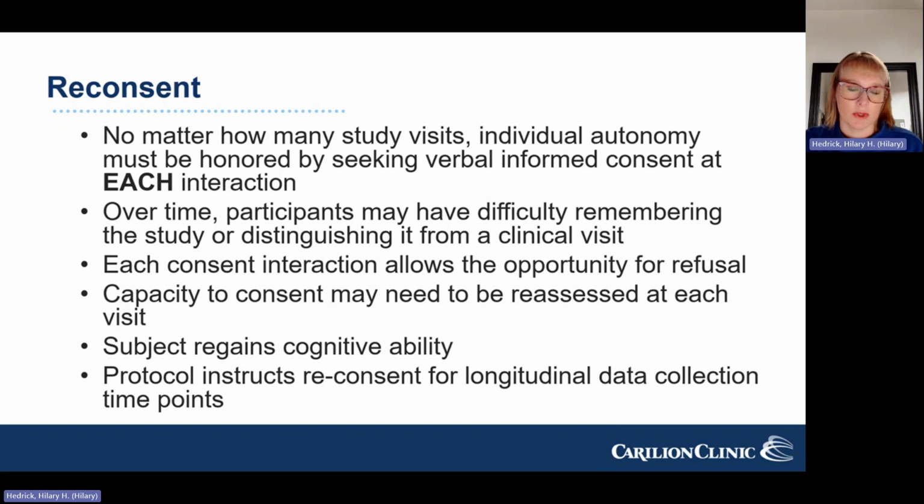One important aspect I want to point out to you right now is individual autonomy. We talk about this often in the institutional review board, and it's one of the founding principles of what our whole office is about. Each opportunity you see that participant is also the opportunity to get them to verbally confirm and authorize the consent they've already given you. This is also an opportunity to assess their capacity and whether anything has changed.